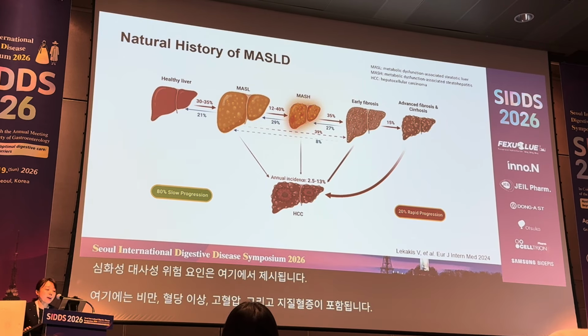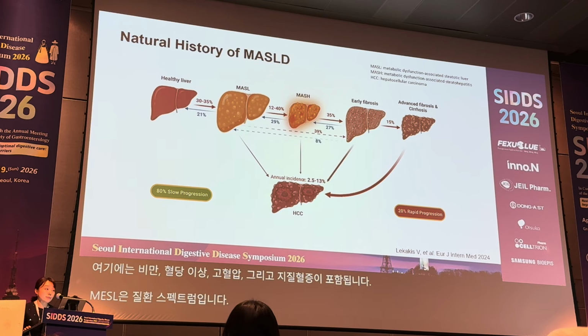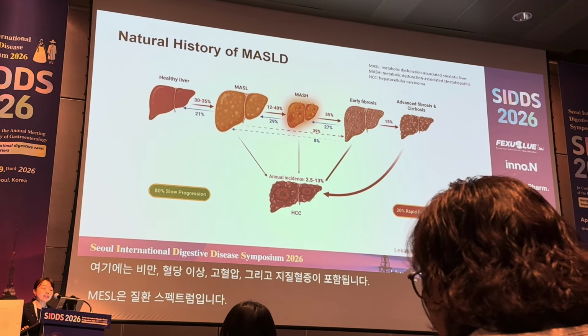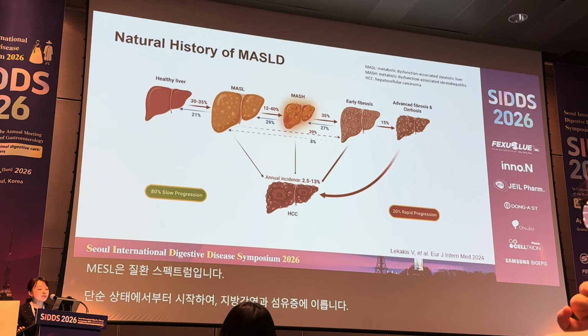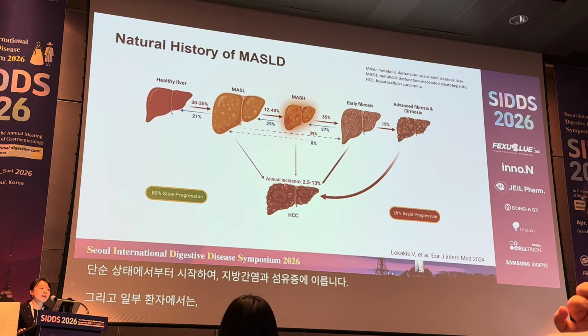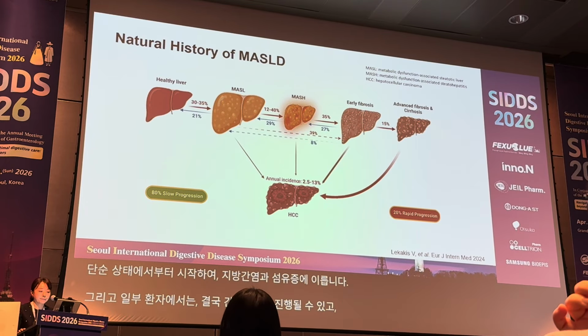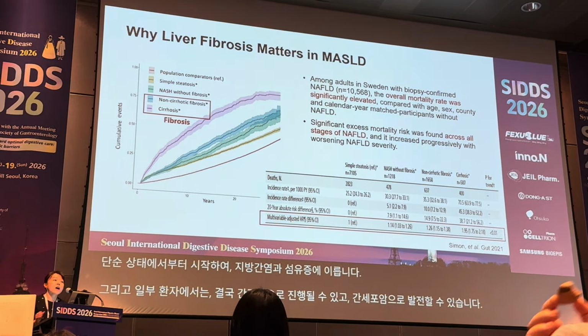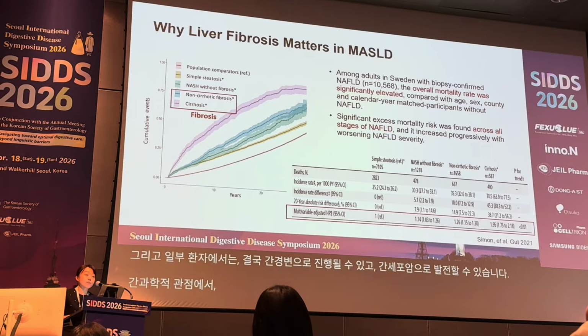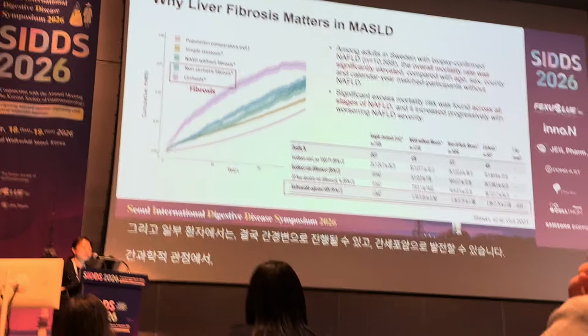MESL is a disease spectrum. It ranges from simple statuses to steatohepatitis and fibrosis. And in some patients, it can eventually progress to cirrhosis and hepatocellular carcinoma. From a hepatology perspective, fibrosis is the most important predictor of prognosis.